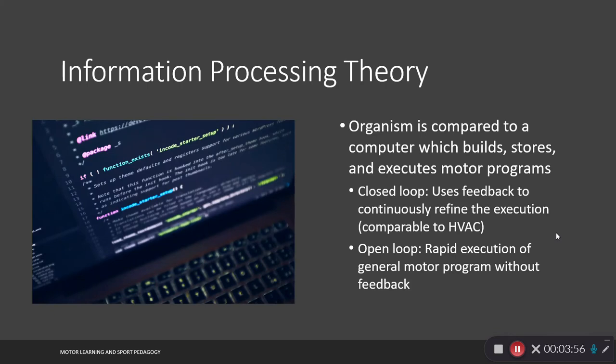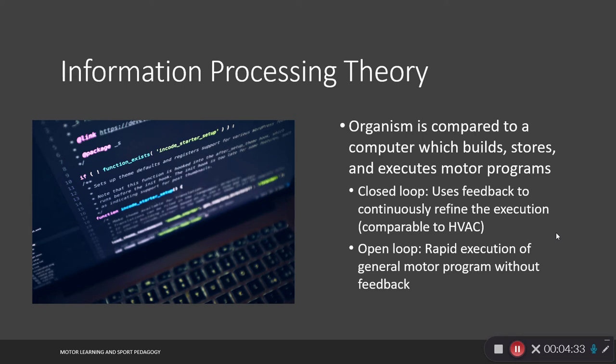So to start, information processing theory. In this framework, an organism is essentially understood as a form of computer which can build, store, and execute motor programs via the central nervous system. And two of the ways in which this has been broken down are into closed loop motor programs, where essentially, if you think about how an HVAC system works, there are the effectors, the things which actually cool down and heat the house, that they are given instructions by some sort of computer chip which tells them to set it to 70 degrees.